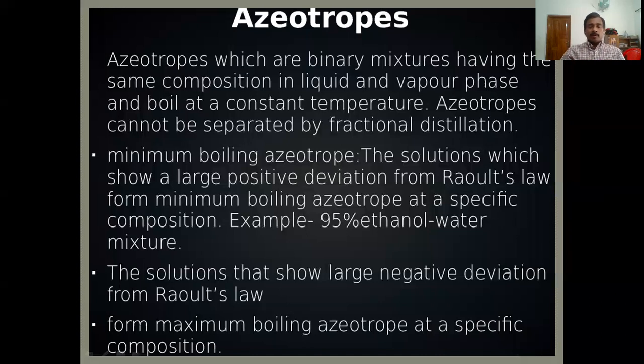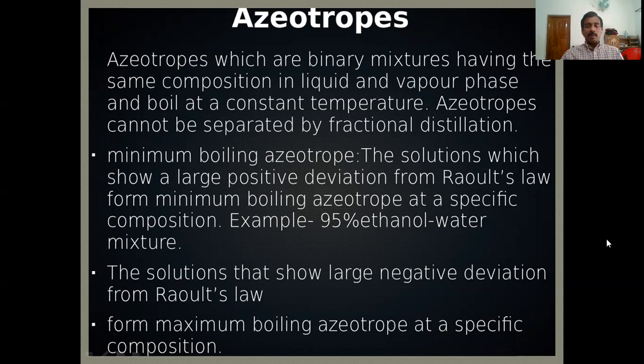Today we can begin with the azeotropes. Azeotropes are constant boiling liquids. That means it is a mixture of two liquids which distills out without any change in composition. That means it is not possible to separate them by distillation.